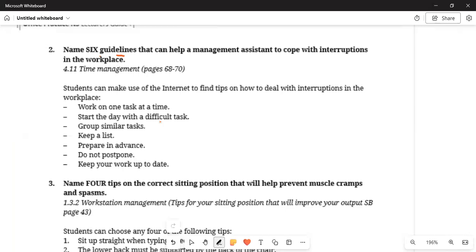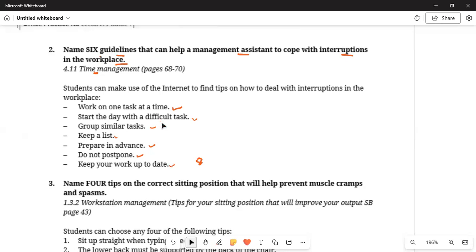And then we are saying, how can you manage your time? Work on one task at a time, start the day with a difficult task, group similar tasks, keep a list, prepare in advance, do not postpone or procrastinate, and keep your work up to date. And that it can be for a maximum of 8 marks.